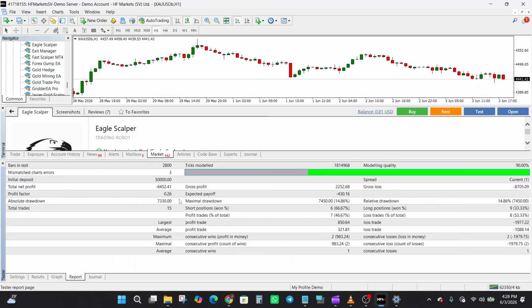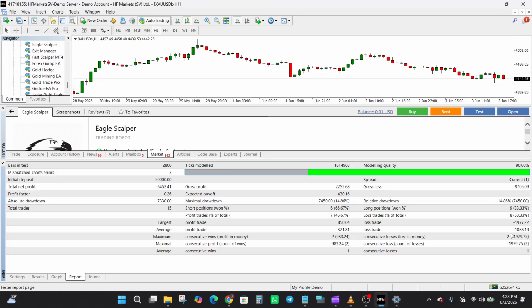So we can see that from an initial deposit of $50,000, the total net profit was negative $6,452.41. There were 15 trades taken. Short positions were 6 with 66.67% win rate. Long positions were 9 with 33.33% win rate. Now, we can also see that the largest profit taken was $850.64. The largest loss was $1,977.22. The average profit was $321.81, and the average loss was $1,088.14.